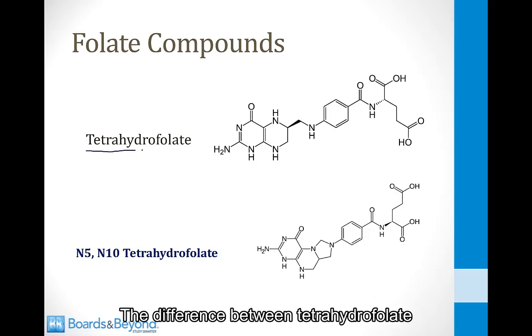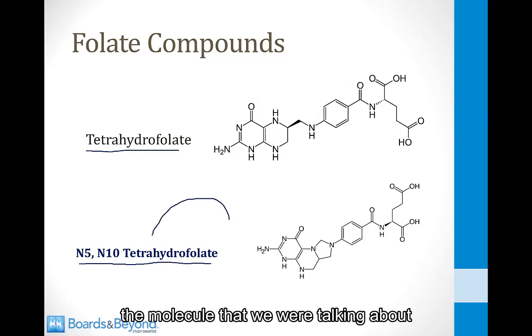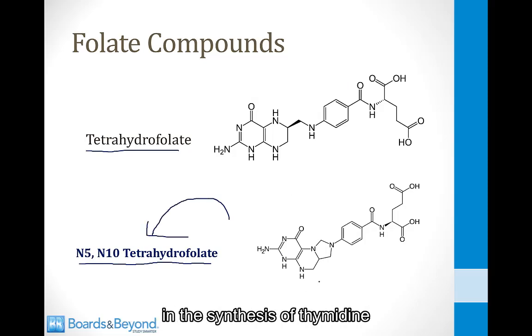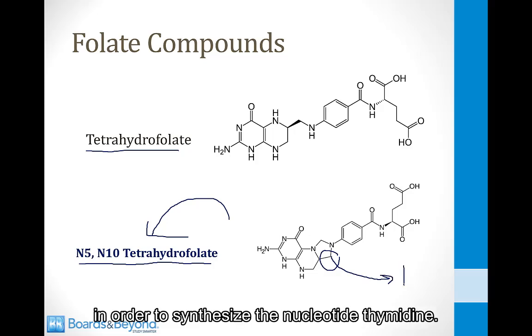The difference between tetrahydrofolate and N5N10 tetrahydrofolate, the molecule that we were talking about in the synthesis of thymidine, is the addition of 1 carbon here between the 2 nitrogen molecules. That's why it's called N5N10. And that 1 carbon right there is the carbon that is donated to uridine in order to synthesize the nucleotide thymidine.